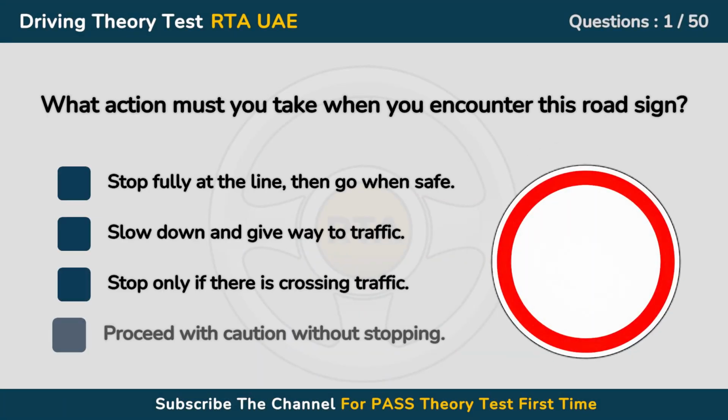Question 1. What action must you take when you encounter this road sign? A. Stop fully at the line, then go when safe. B. Slow down and give way to traffic. C. Stop only if there is crossing traffic. D. Proceed with caution without stopping.